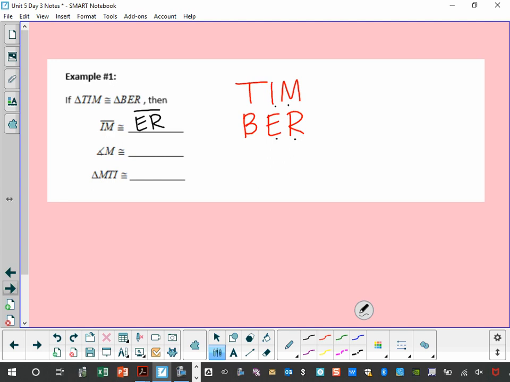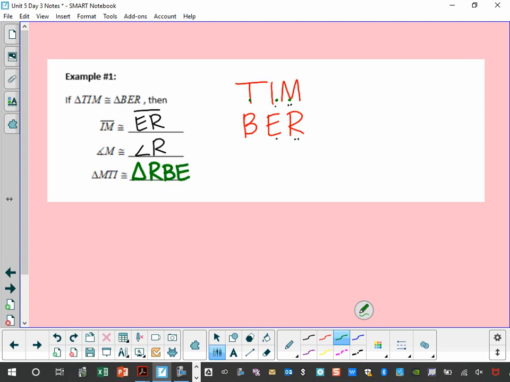Izzy, angle N is congruent to what? Angle R. And Joseph, triangle NTI is congruent to what? Nope. Wait. We went from N to T to I. So it's congruent to RBE.